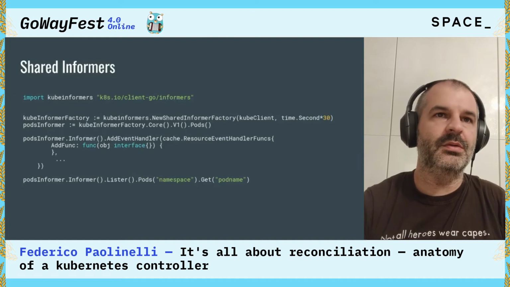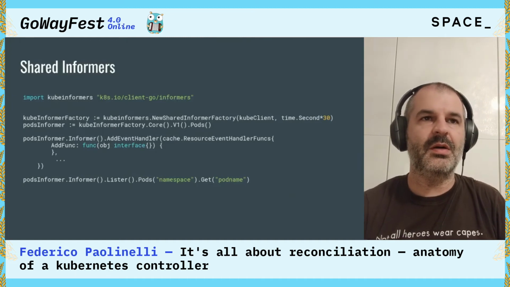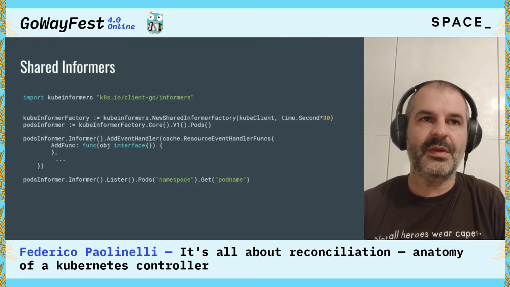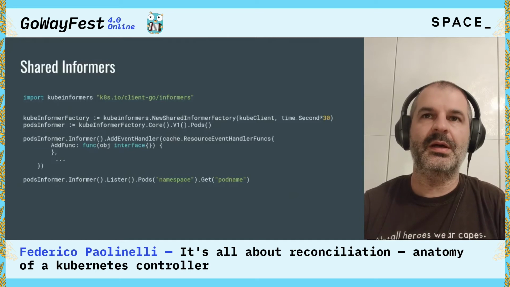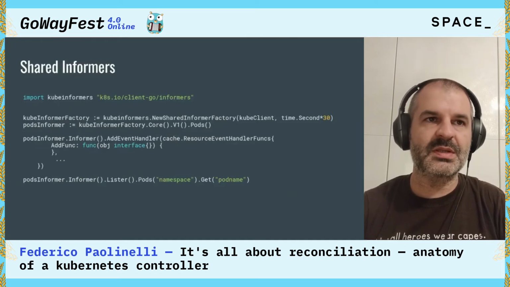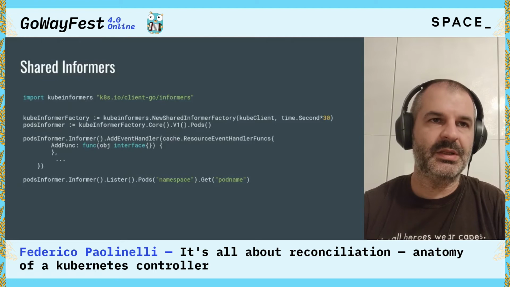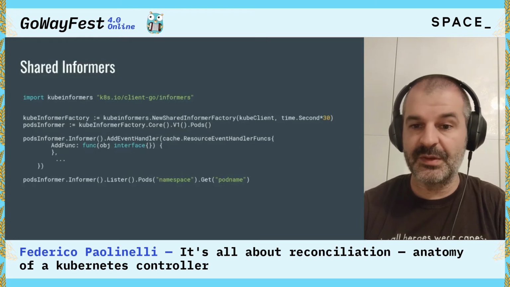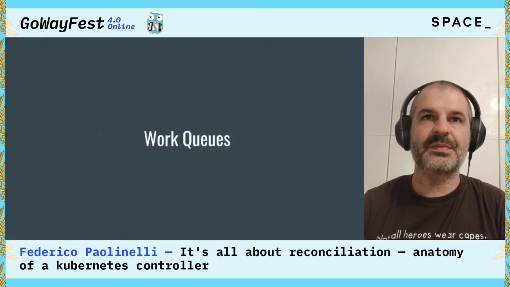This is how you instantiate it, and how you add handlers, and how to interact with the local cache. One thing worth noticing is that you don't own the objects passed by the handler, so you are not allowed to modify them. The final piece of the puzzle is work queues.